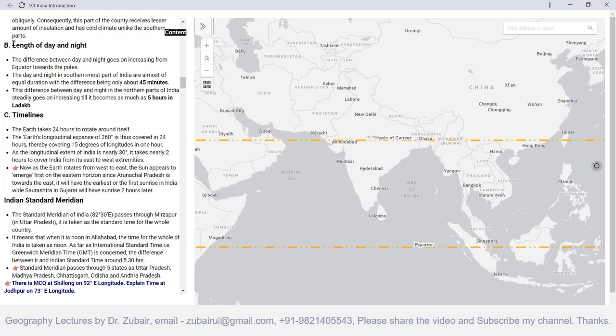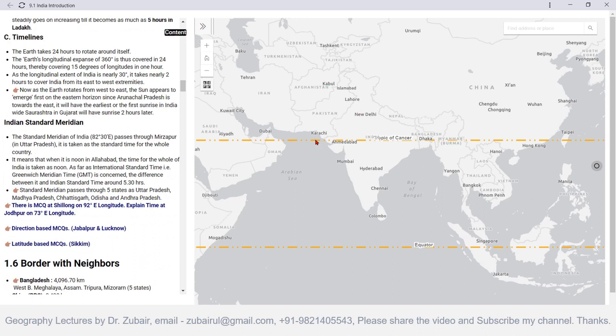Another impact of the extent of India is the length of day and night. As you can see, near the equator there is very little gap between day and night. In Kanyakumari, it will be hardly around 45 minutes. Days and nights are almost equal, 12 hours and 12 hours. But as you move up, this gap will increase, and if you look at Ladakh, there will be a gap of 5 hours. This means nights will be 5 hours longer than daytime.